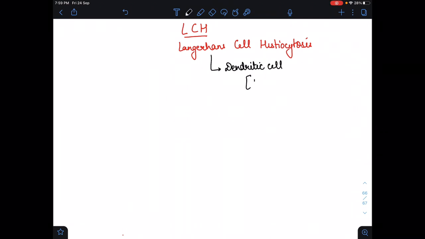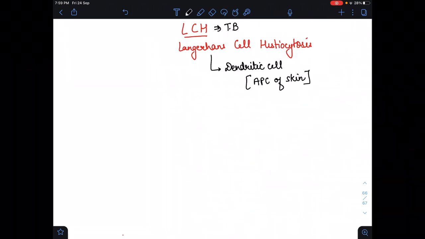They are the antigen presenting cells of the skin. Dendritic cells were the antigen presenting cells of our skin.